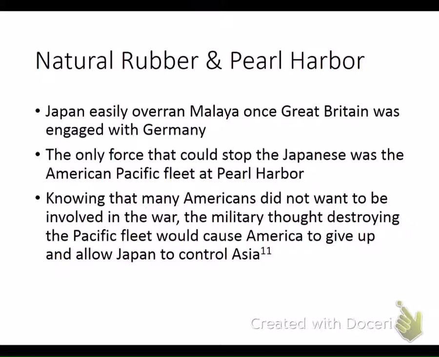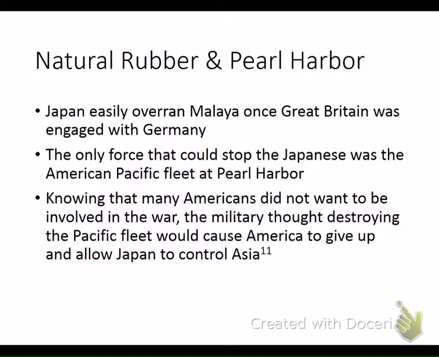However, Japan was able to easily overrun Malaya once Great Britain was engaged with Germany, but there was one force that could have stopped them, and that would be the American Pacific Fleet, which was at Pearl Harbor. And so some of this is a little contested, but it is thought that this was one reason, anyway, that Japan thought it was a good idea to bomb Pearl Harbor.